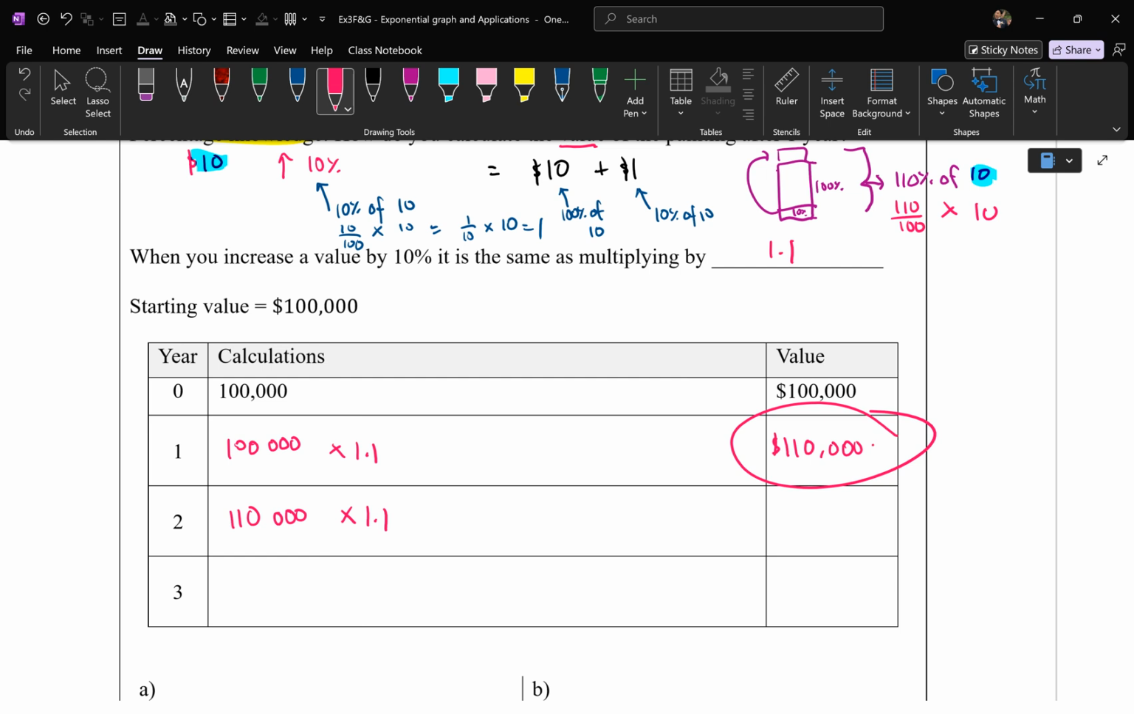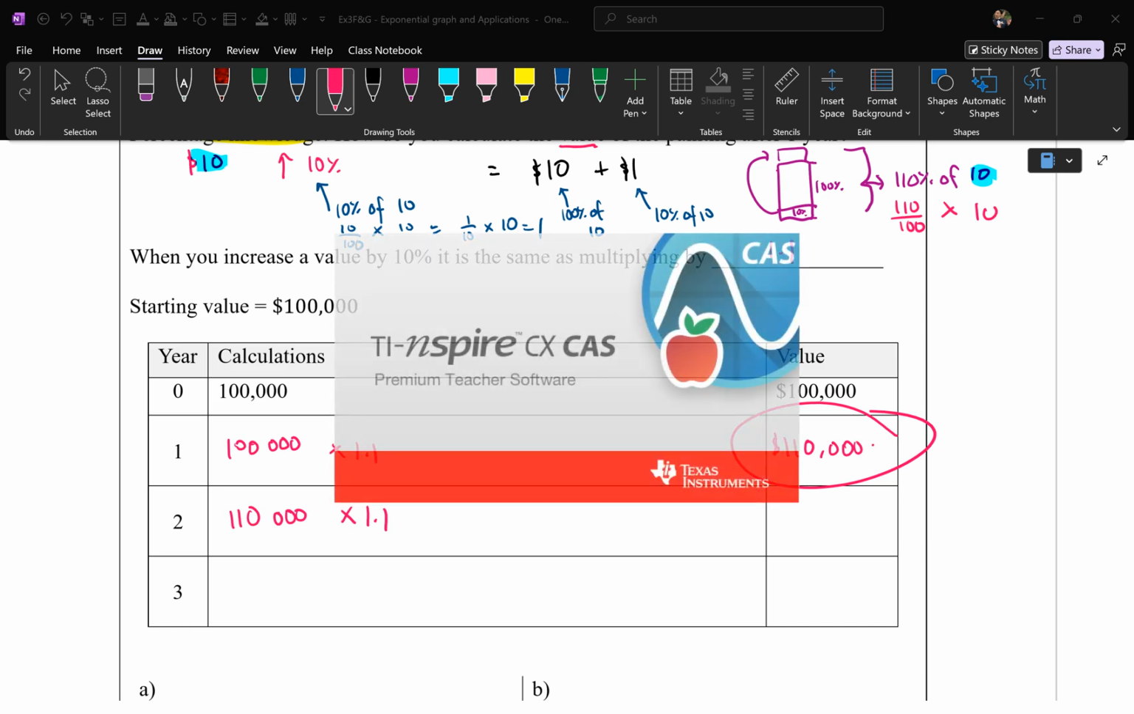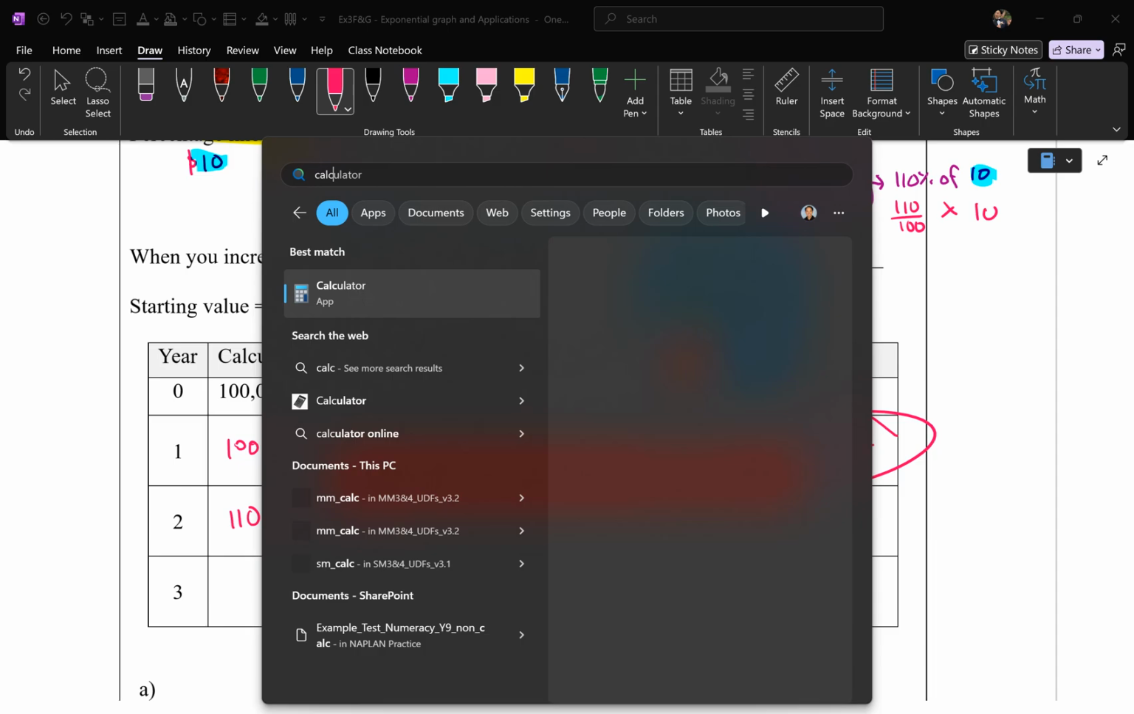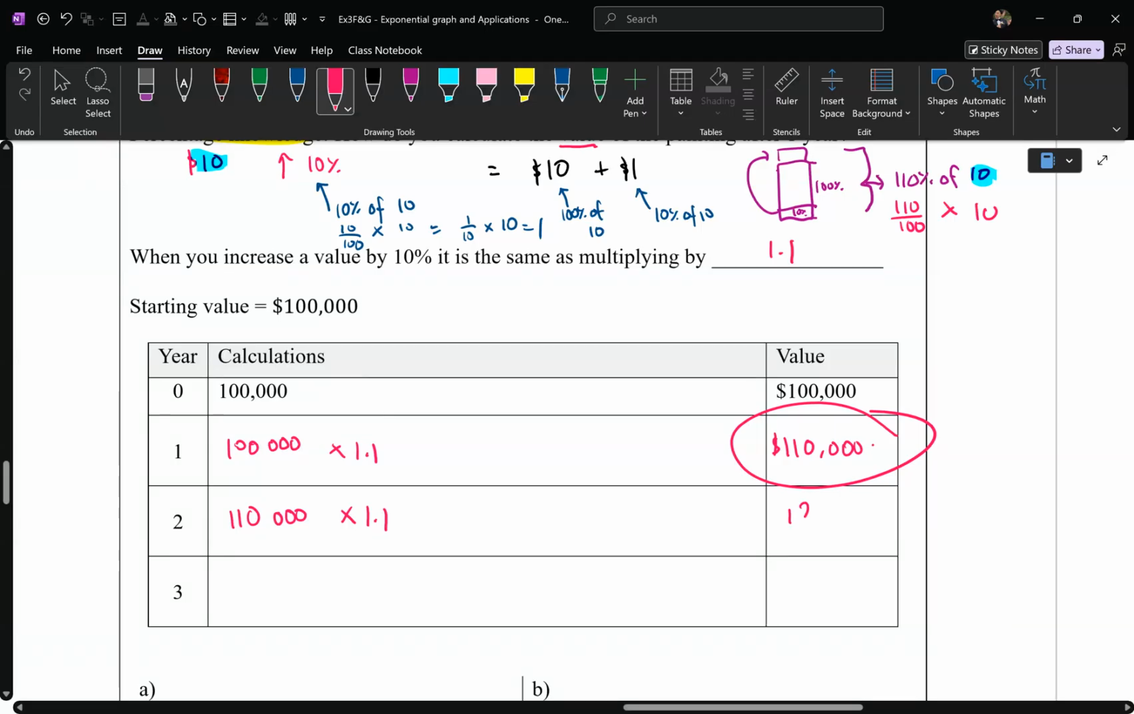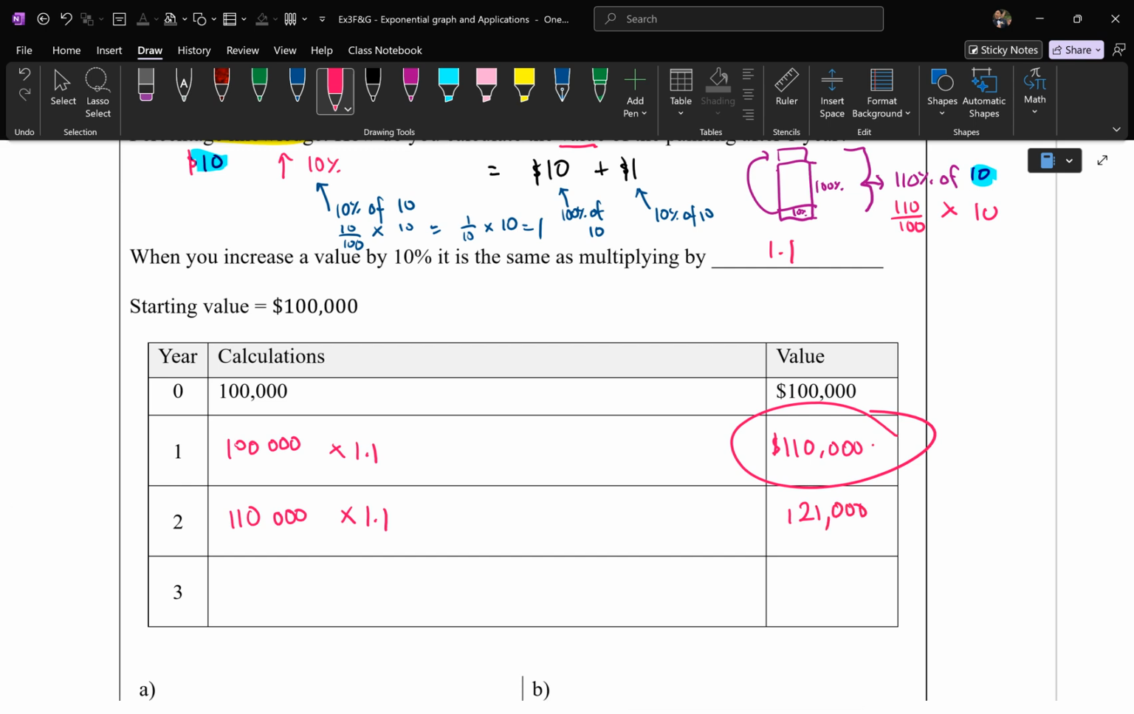Now, let's work out what that is. I'm going to use my calculator. Actually, I'll do this one. This is quicker. So I got 110,000 times by 1.1. I get 121,000. Now, this is where it's key. This is where you'll see the pattern of where exponentials comes in.